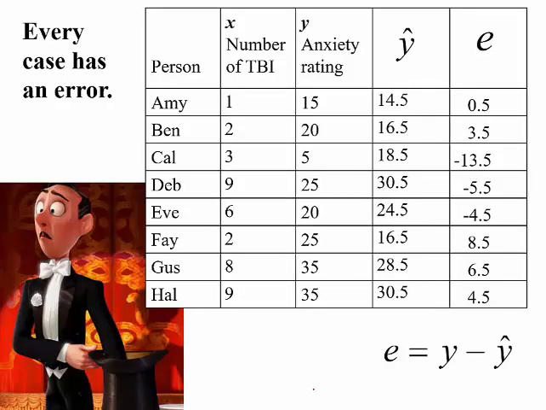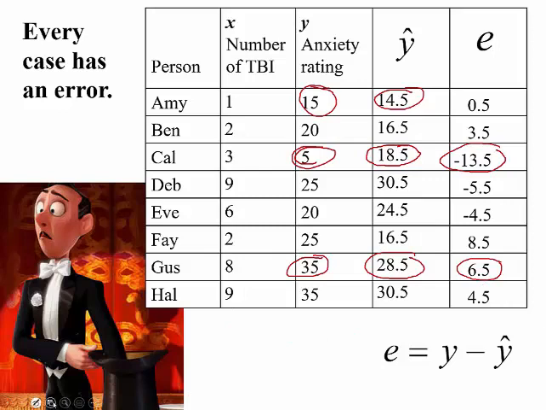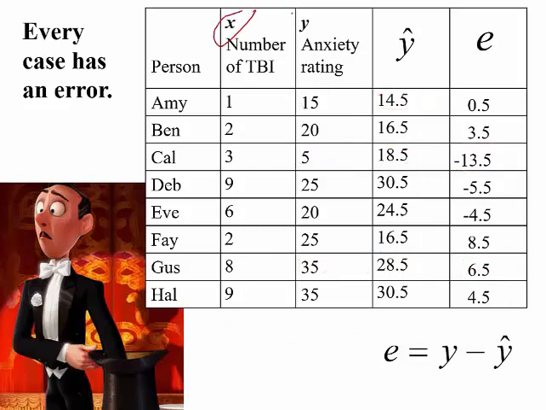And then recall that we calculate an error for every single person, which is simply the observed anxiety minus the predicted. So for Cal, he actually had a 5. He has a really low anxiety, but we predicted 18.5. And so observed minus predicted is negative 13.5 for Cal. And for Gus, we observed his anxiety was a 35. We predicted only 28.5, and so his error is positive 6.5. Observed minus predicted gives us 6.5 for Gus. And so this table is showing you scores on X, scores on Y, Y hat, predicted scores, and then our errors, observed minus predicted, for each person.